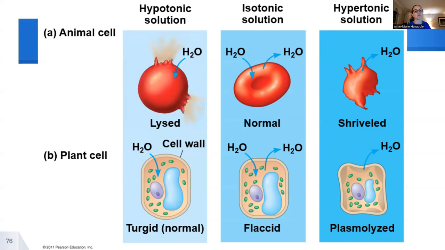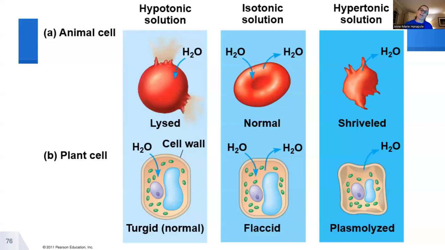And if it loses too much water, if you're putting it in a hypertonic solution, causing the water to leave, then that could actually cause the cell membrane to rip away from the cell wall. And when that happens, it's said to have plasmolyzed. And that could actually lead to the death of the cell if the cell membrane comes off of the cell wall. So a hypertonic solution, shriveling of that cell inside the cell wall, is bad for the plant cell.